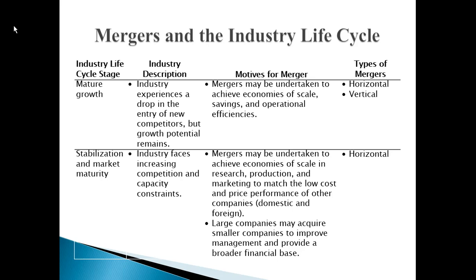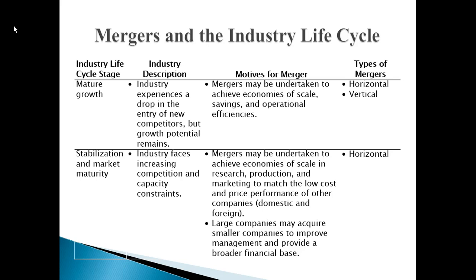So we move on to stabilization and market maturity. Here, the industry is now at maturity. It has stabilized. It is now matured. So the industry faces increasing competition and capacity constraints because it has matured. There's now more and more competition. It keeps on increasing. So mergers may be undertaken to achieve economies of scale in research, production, and marketing, to match the low cost and price performance of other companies.